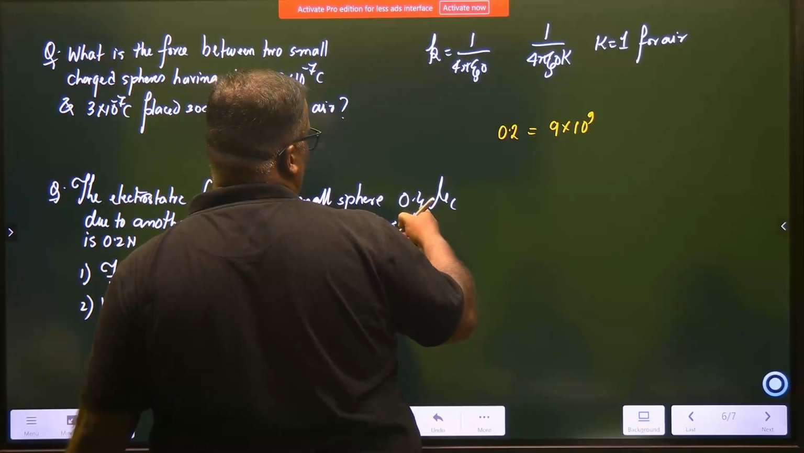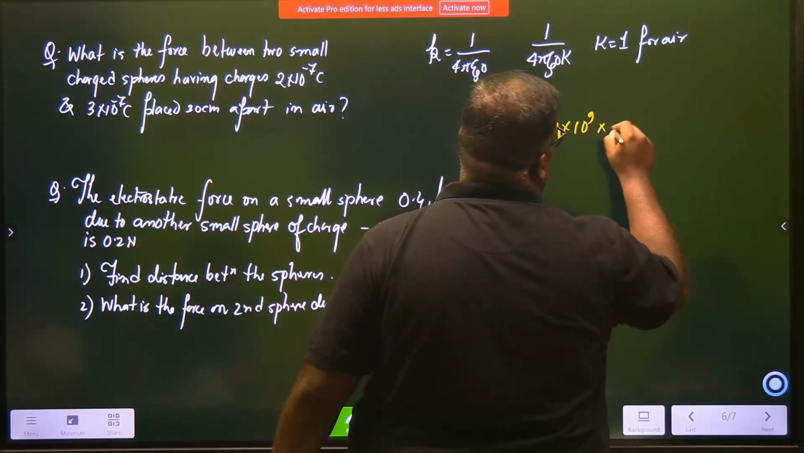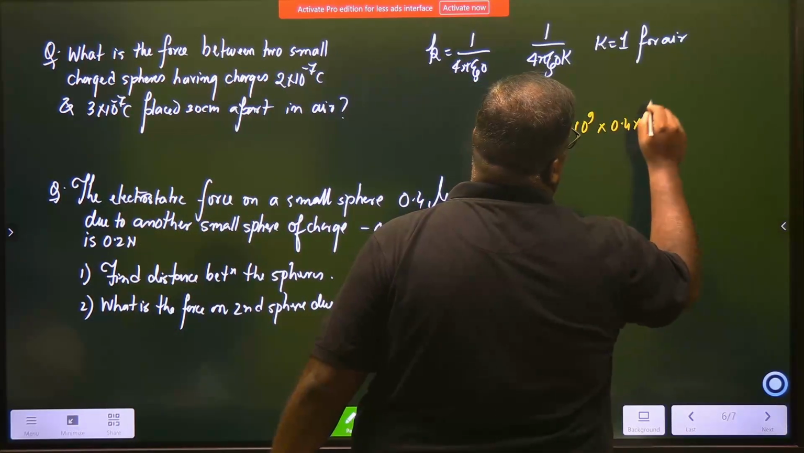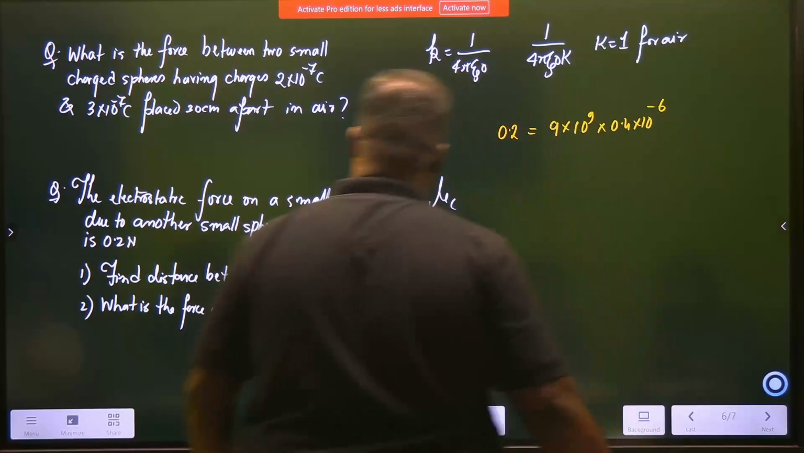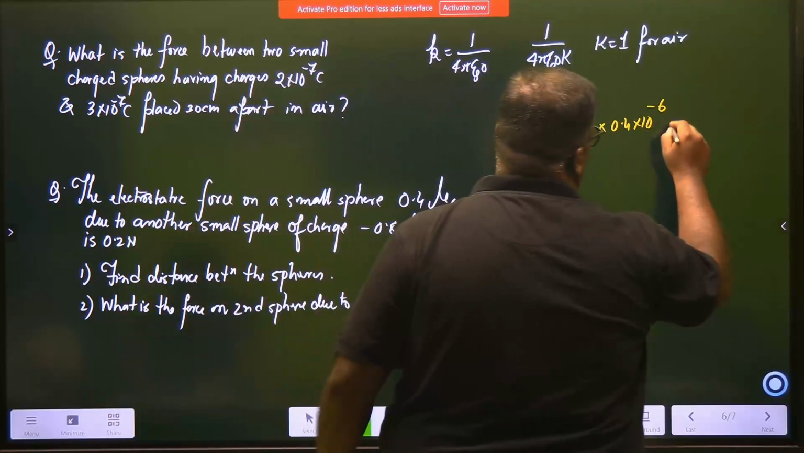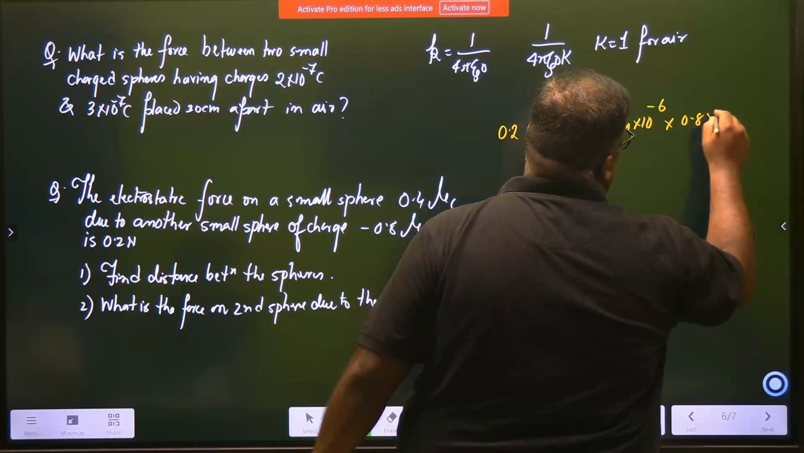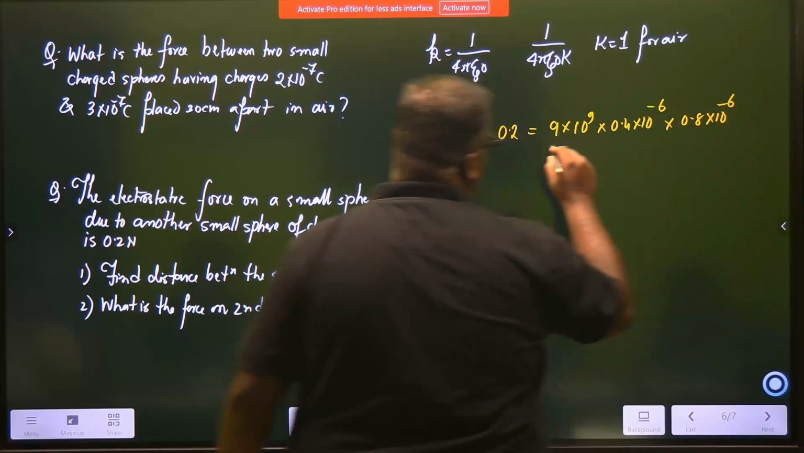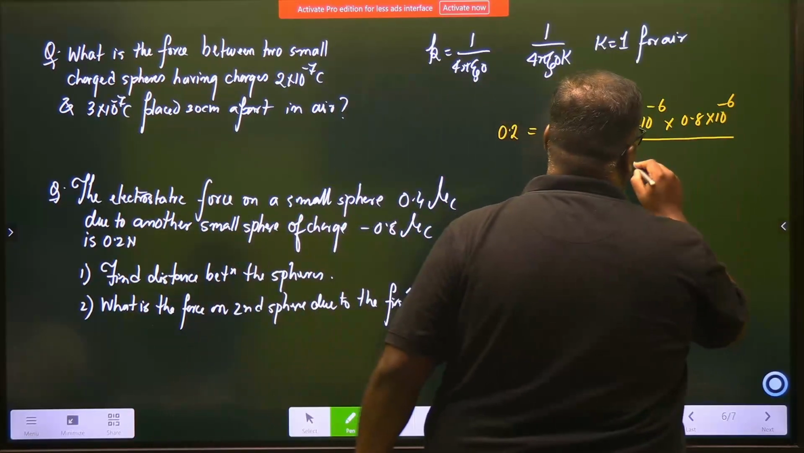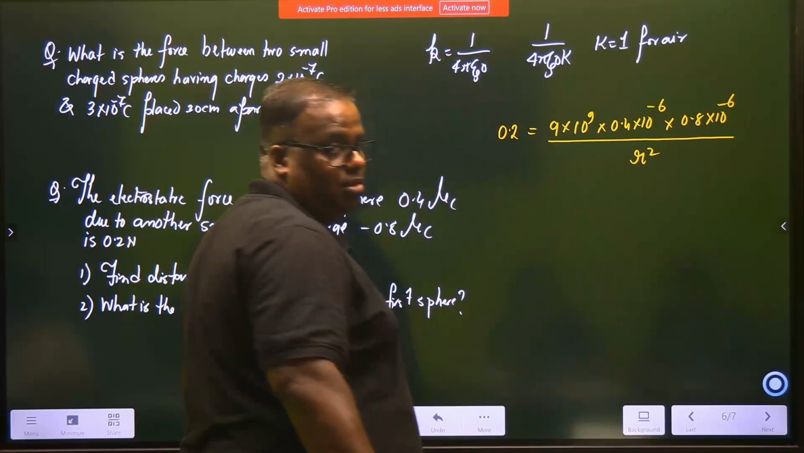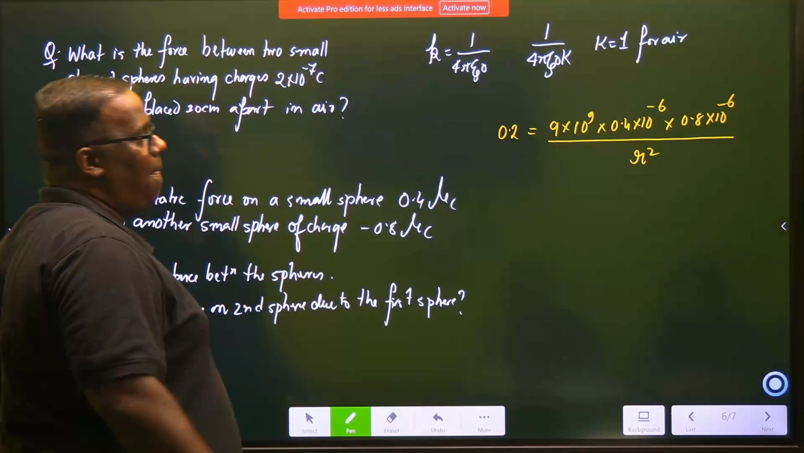Where is Q1? 0.4. So it's 0.4 into 10 to the power minus 6, and then 0.8 into 10 to the power minus 6. Agreed? And then divided by R square. That's it.